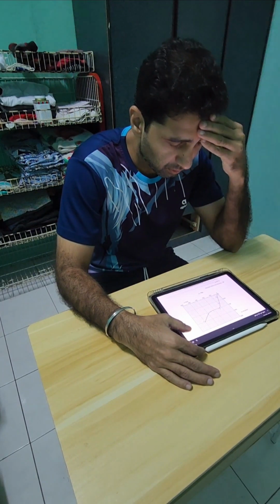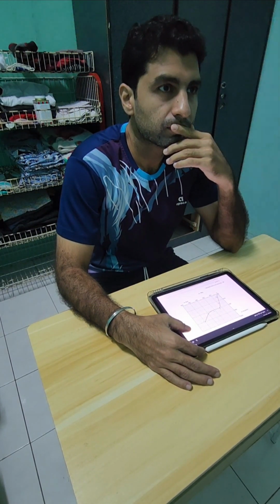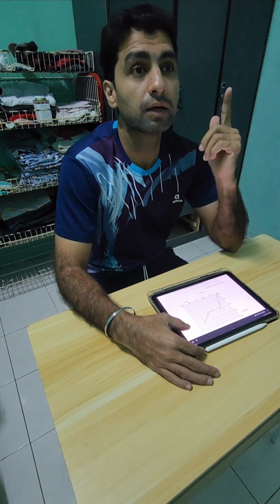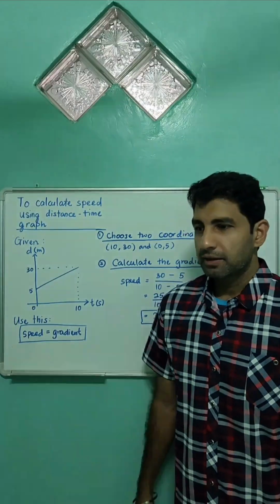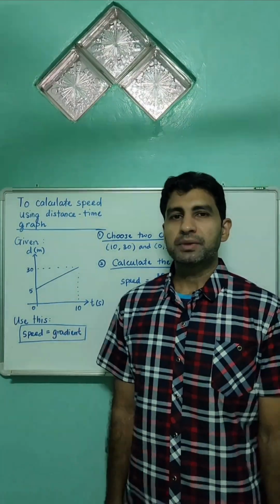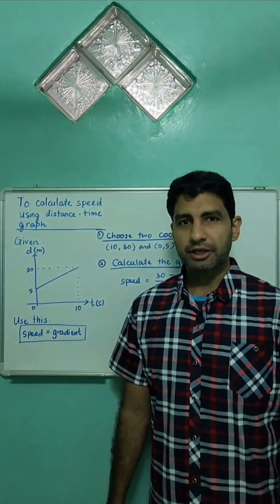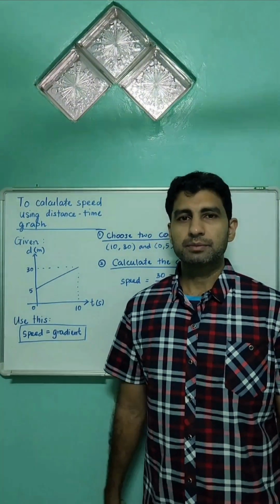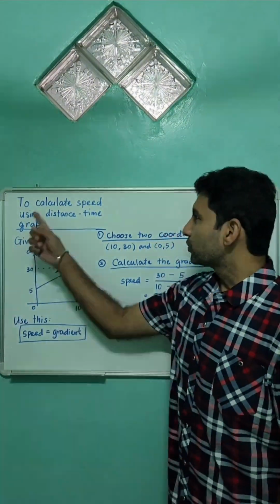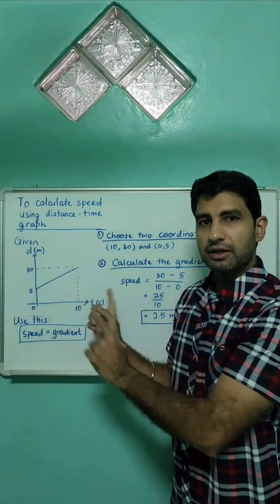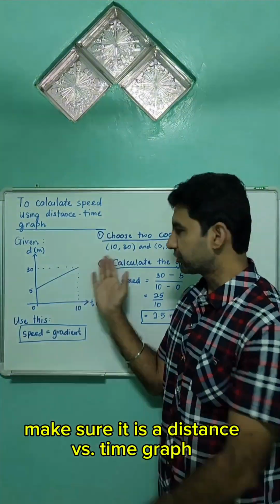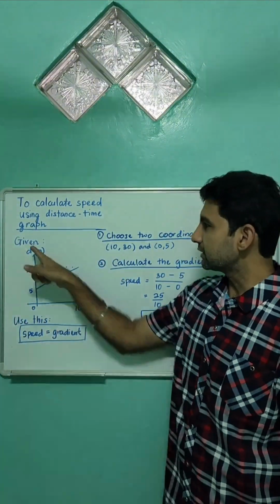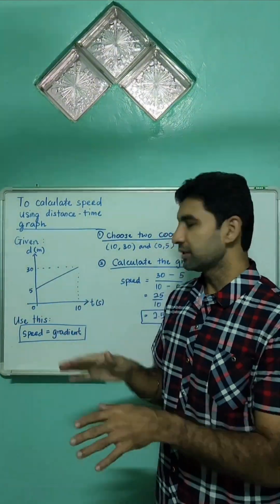Oh, I remember what my teacher taught me: how to calculate speed when you are given a distance versus time graph. Okay, it is actually as simple as 2 steps. To calculate speed using a distance time graph, by paying attention to the y and x-axis, make sure that it is a distance versus time graph. Provided the graph is a straight line, it fulfills our first condition, which is the distance versus time graph.